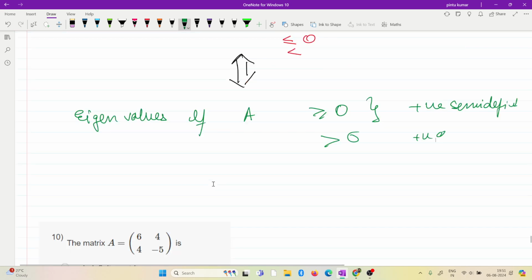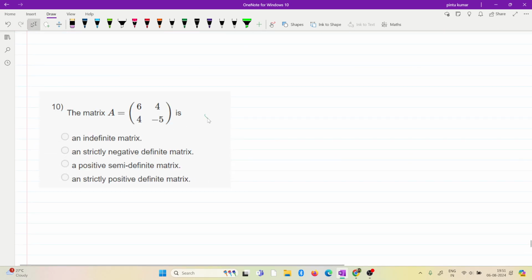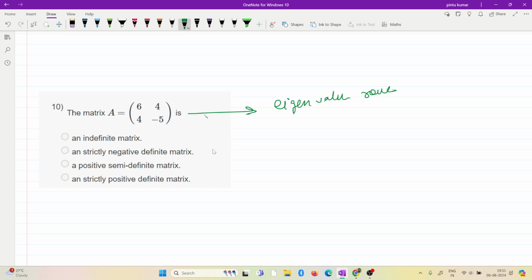Okay. So we have an example over here. We are going to take the eigenvalue route to check whether this is a positive semi-definite matrix, negative semi-definite matrix, negative definite matrix, or what it is. What is an indefinite matrix? If it is not positive semi-definite, not positive definite, not negative semi-definite, not negative definite, then it is called an indefinite matrix. So let's try to find this. We want to find the eigenvalues for this.